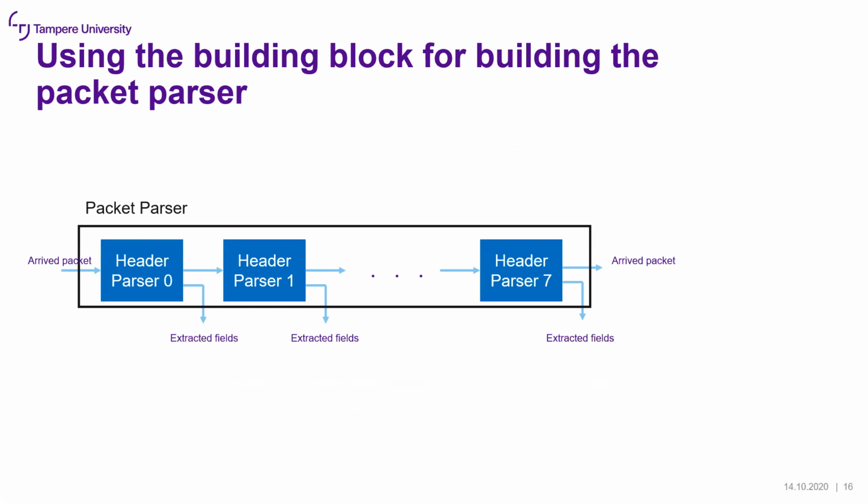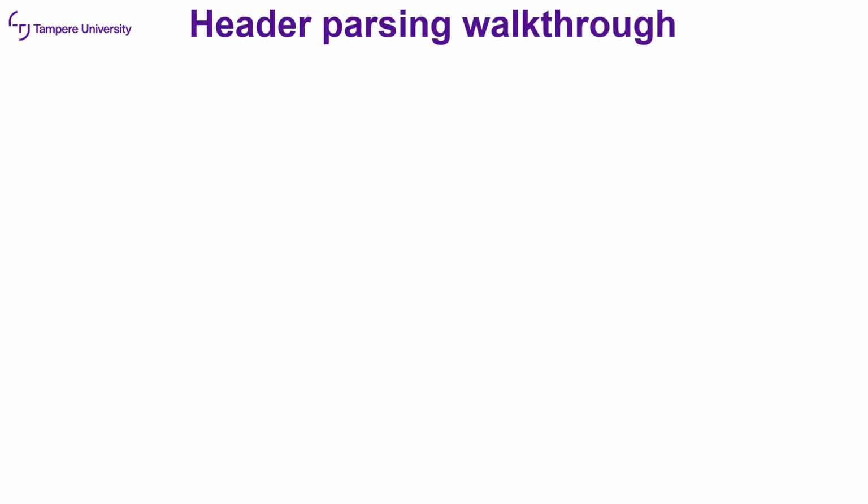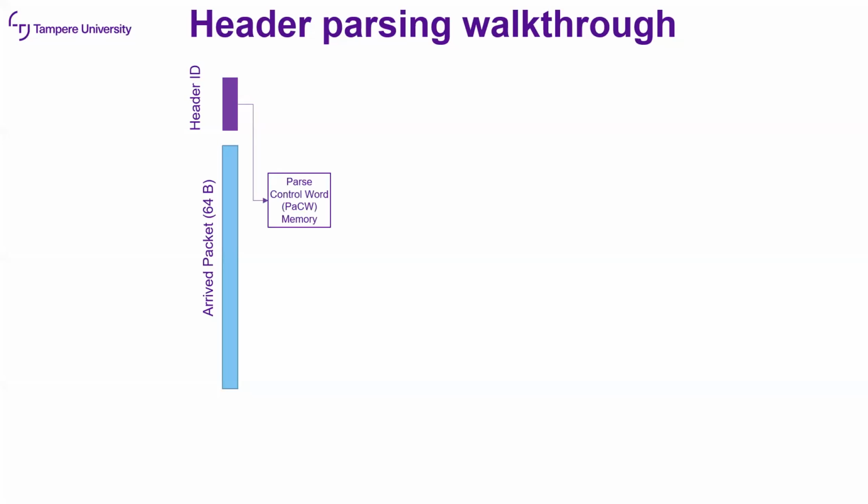So the packet parser is made of 8 header parsers that are arranged in a pipeline. So here's a walkthrough of what happens. The packet arrives, and also the header ID. The header ID is used as an index into a memory called parse control word. And so this provides the operation code for a field extractor.